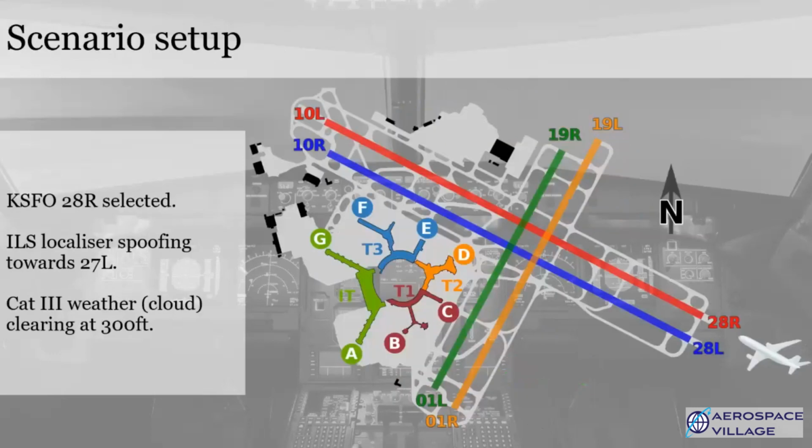So our situation in the simulator is that we have selected and tuned to the ILS for runway 28 right here at San Francisco, and that's the red one marked here. We will initially be flying in cloud, so we can't see the airport, runway lights, or ground, but unknown to us, the localizer signal is being spoofed from a location off to the left of our aircraft. And what will happen is that we will pop out from the cloud at quite a low level and find ourselves nowhere near where we expected to be.